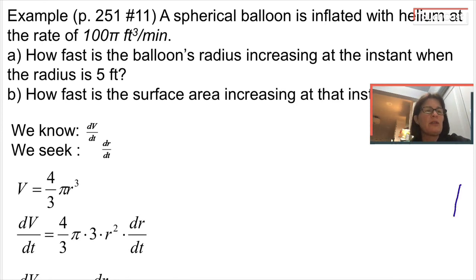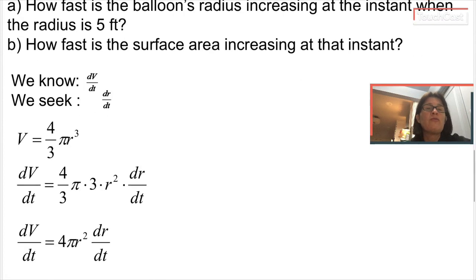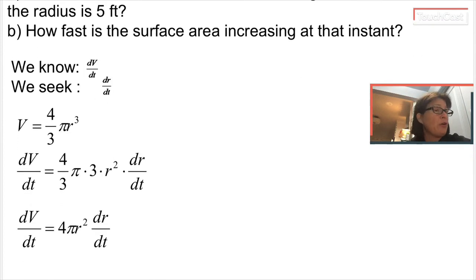So I've written myself some notes here. I am looking for dr/dt, and I know dV/dt. So that means I want to write an equation that contains V and r. We already know a formula that relates the volume of a sphere to the radius, so I'm going to start with 4/3 pi r cubed. This is not going to be the formula we use every time, just these first couple of times. I can take the derivative of both sides with respect to time, and dV/dt is going to equal 4 pi r squared times dr/dt. That's the same derivative we already took at the beginning of the video.